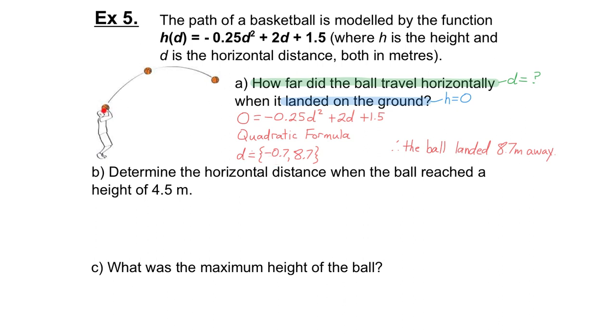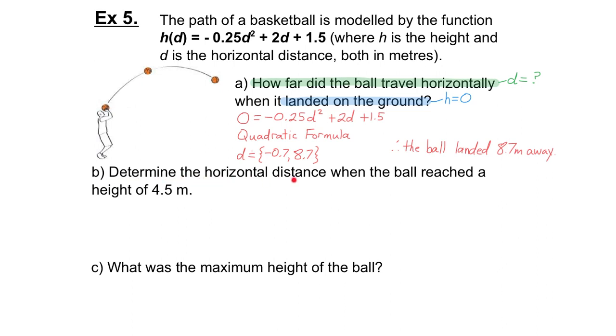So back here, basically. If I extend this backwards, that would be negative 0.7 meters away from where it was fired. But he's going to shoot it forwards. So we're only going to look at forward distances. It's going to be 8.7 meters away.